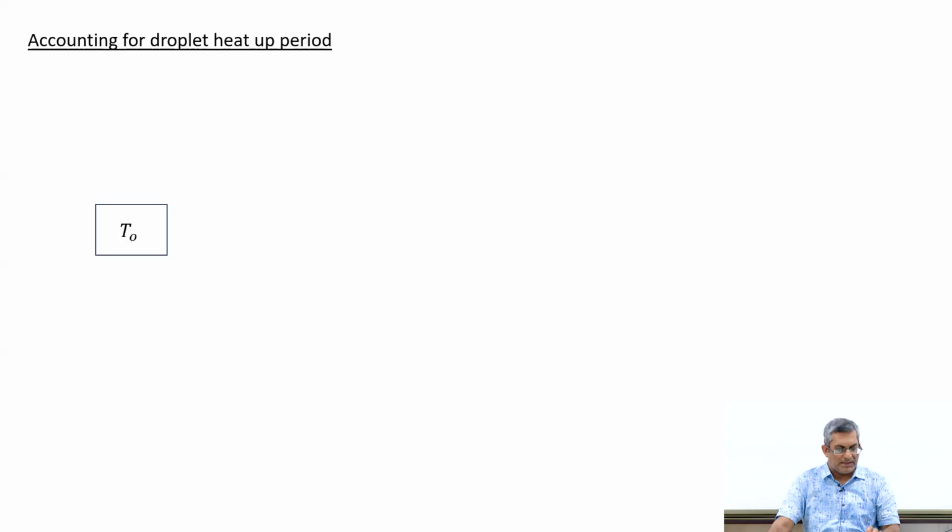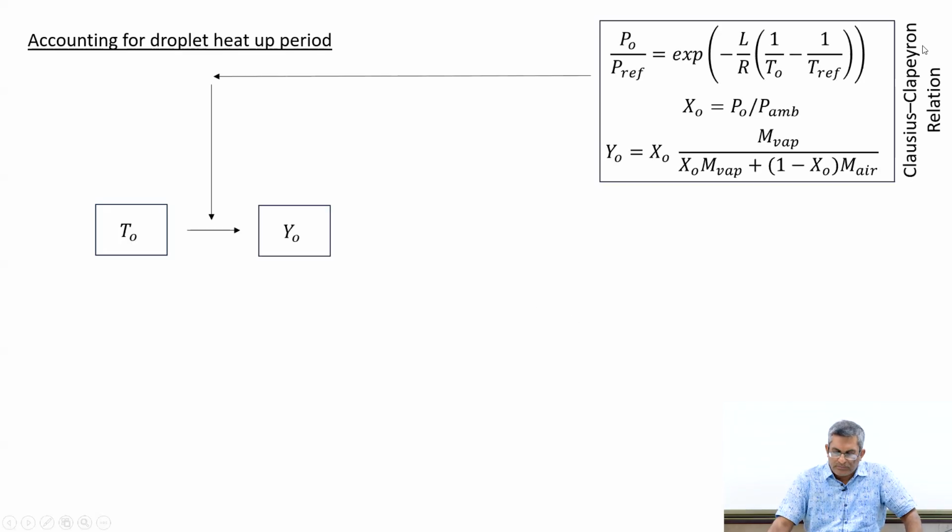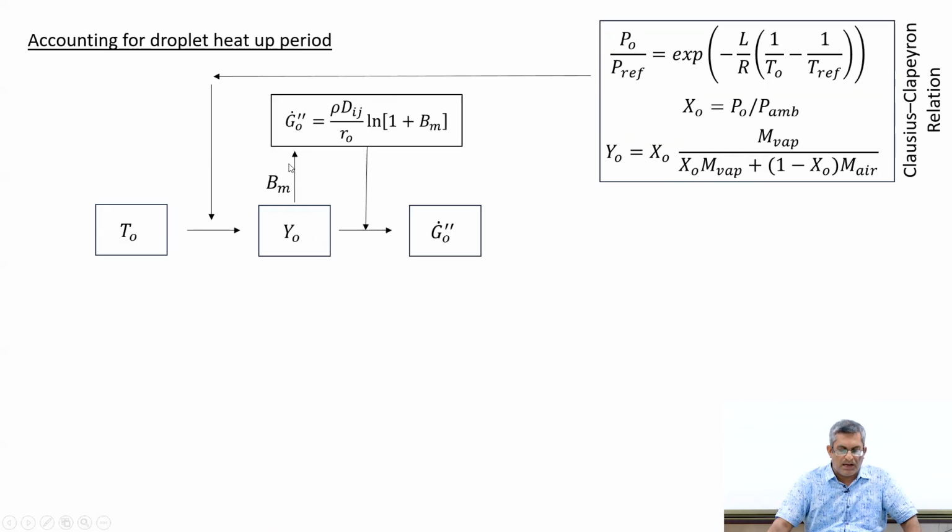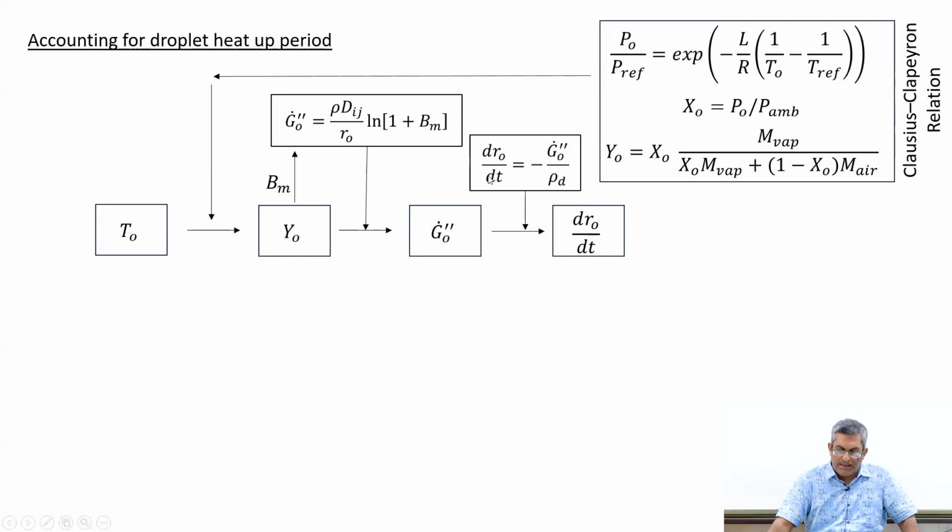So in this case, you can start with this, and then using the Clausius-Clapeyron equation, because you know T naught, you can calculate the vapor mass fraction at the surface, that is Y naught, and then you can calculate the mass transfer number Bm, and from there the G naught. And then we know this relation between G naught and the rate of change of size.